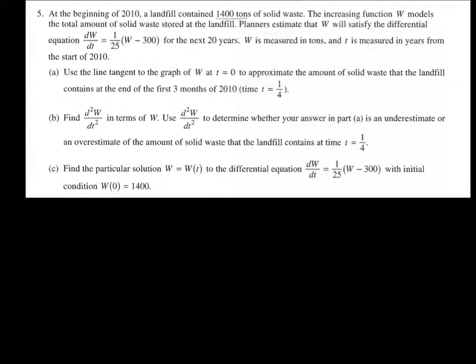Again, at this point, part C comes out to be a separation. Just separate the variables. You can just say dw over w minus 300 equals 1 over 25 dt. And then you're able to go through and do the separation of variables and the integration necessary. Don't forget the initial condition that w of 0 equals 1400. So when t is 0, w is 1400. Put that in so that you can find out what c is, that constant, whenever it is appropriate or easiest for you to do that.